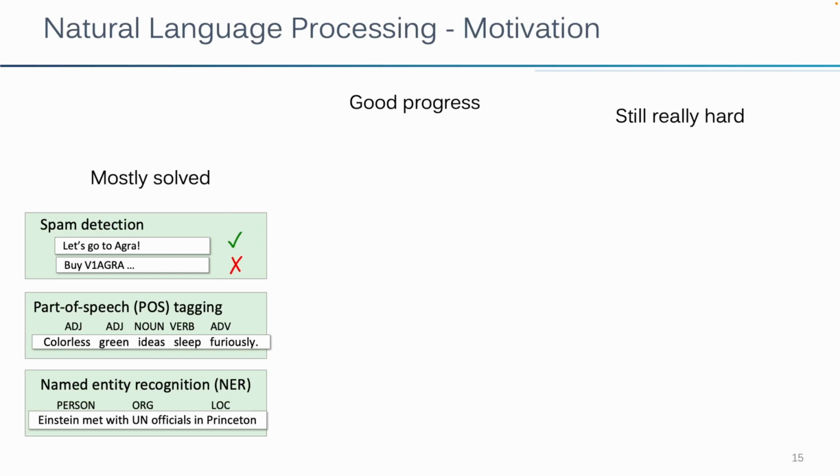Part of speech tagging too. What are the different grammatical components in a sentence? Is it an adjective? Is it a noun? Is it an adverb? And so on. And this always comes with a disclaimer: this is very well solved for English. For other low resource languages like Arabic, for example, it might not be solved as well.